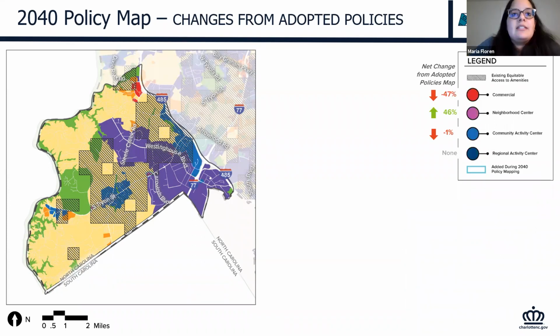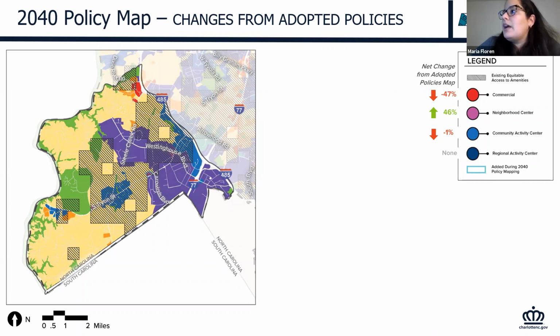So commercial and activity centers are place types that can help provide more access to amenities. Here you can see in red, pink, blue, and navy, where these 4 place types were mapped. In some areas, these place types were already mapped based on adopted policies, and the areas highlighted in blue show additional areas where these place types were recommended as part of this step.